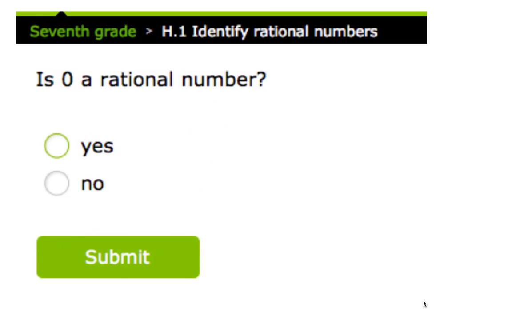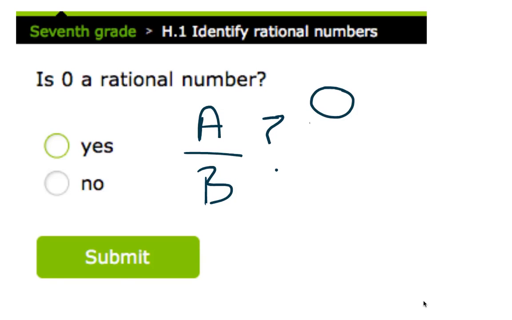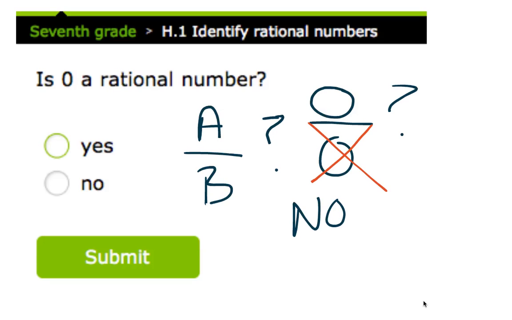How about 0? Is 0 a rational number? Is it in the form a over b? I could try 0 over 0. That seems like a logical first step to try, 0 over 0, because that is in the form a over b. The problem is we cannot divide by 0 ever in math. So that's not a possibility. So are we stuck? Or is there another way that we can write this?